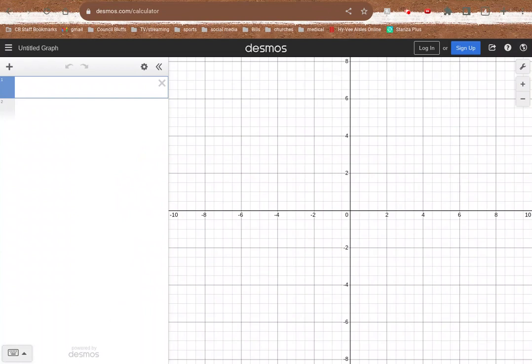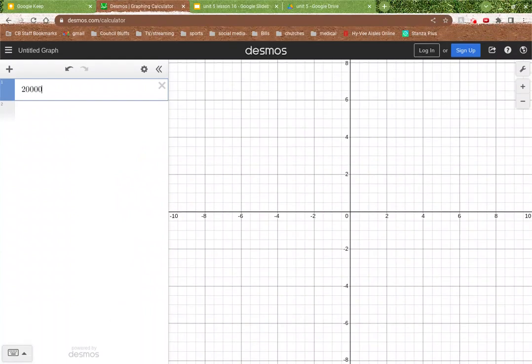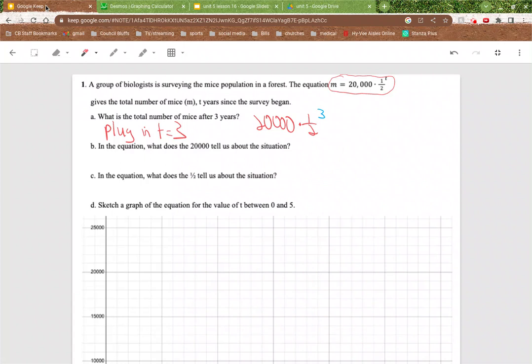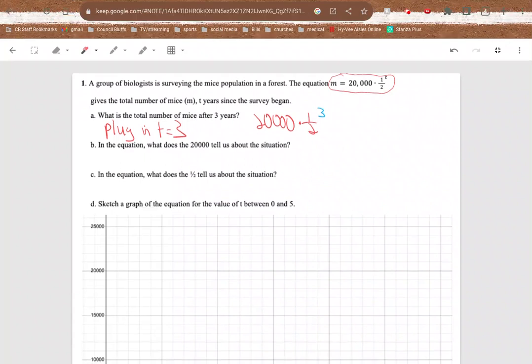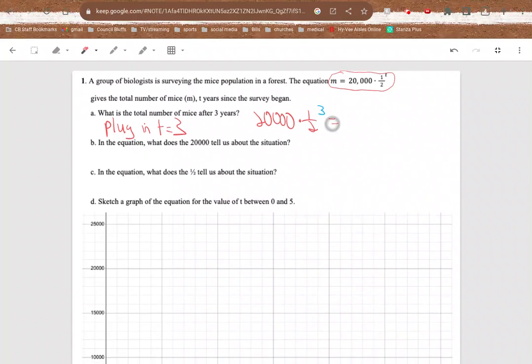20,000 times 1/2 to the power of 3. So we can see that gives me an answer of 2,500. Okay. In the equation, what does the 20,000 tell us about the situation?